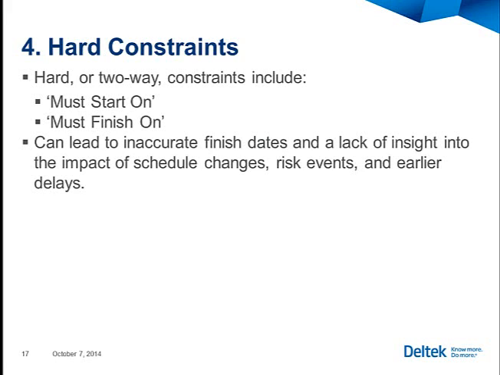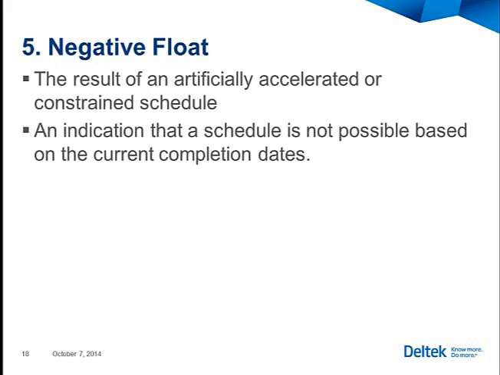Let me say this in the right sequence here: when we see a project that didn't meet its baseline targets, we also tend to see a project that's used a number of hard constraints. Negative float, often the result of use and overuse of hard constraints. This is telling you that schedule completion is not possible based on the current completion dates, which can and should be driven by activity durations and activity sequence.